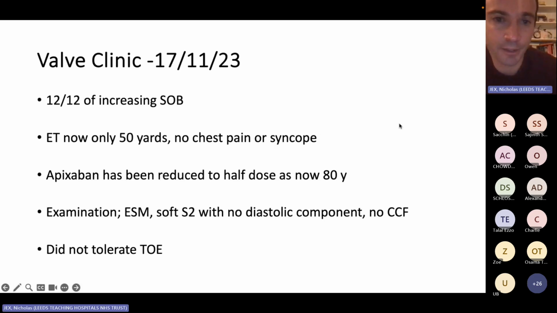So he was seen in Valve Clinic a week or so later in November last year, and reaffirms that breathlessness has been increasing for the past 12 months. Exercise tolerance is now only 50 yards on the flat, no chest pain or syncope. And also interestingly mentions that his apixaban has been reduced to half dose because he's now over 80 as per his GP. On examination, some signs of aortic stenosis with an ejection systolic murmur and a soft second heart sound. Unfortunately, he didn't tolerate the TOE that was arranged for the same day.